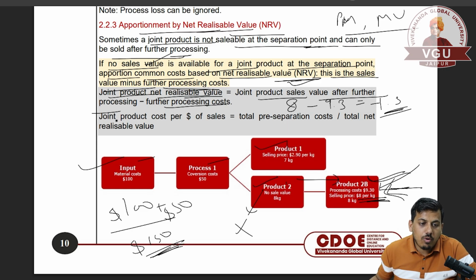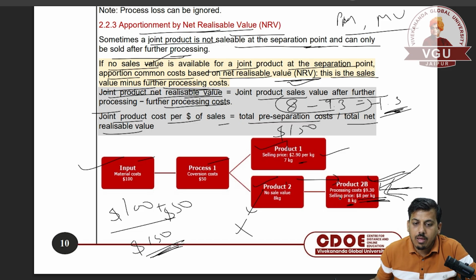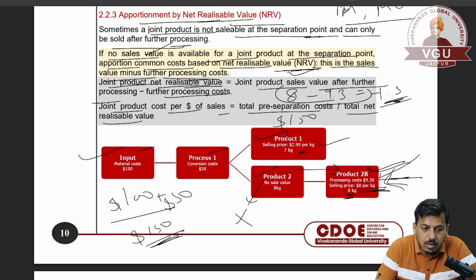If we want to calculate joint product cost per dollar of sales, then it is total pre-separation cost, that is $150, divided by total net realizable value. Total net realizable value is the selling price of this one, that is 2.9 multiplied by 7, and 1.3 multiplied by 8. This is how we will calculate it.